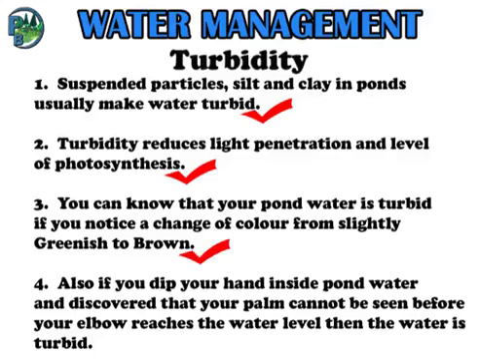3. You can know that your pond water is turbid if you notice a change of color from slightly green to brown. 4. Also, if you dip your hand inside pond water and discover that your palm cannot be seen before your elbow reaches the water level, then the water is turbid.